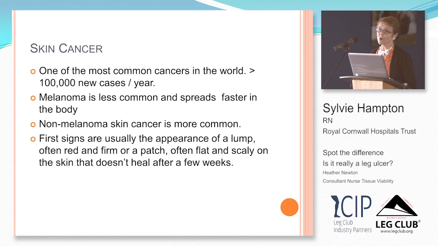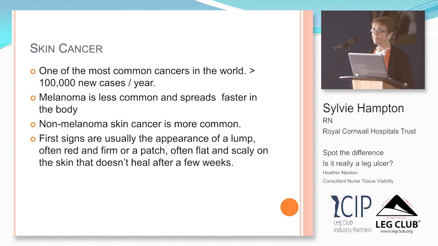It's one of the most common cancers in the world, with 100,000 cases each year. Melanoma is less common, but spreads faster in the body and is quite a nasty one. And non-melanoma skin cancer is more common. The first signs are usually the appearance of a lump, often red and firm, or a patch, often flat and scaly, on the skin that doesn't heal after a few weeks.